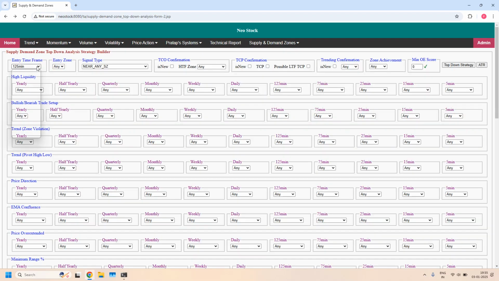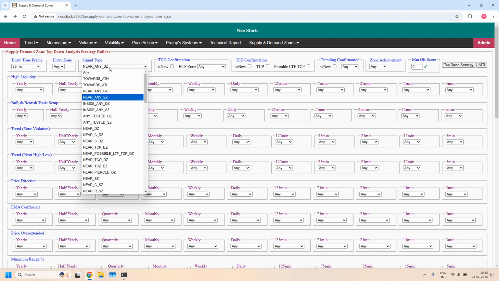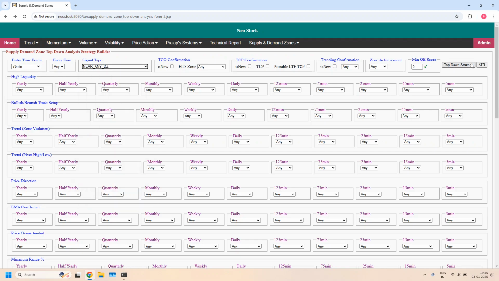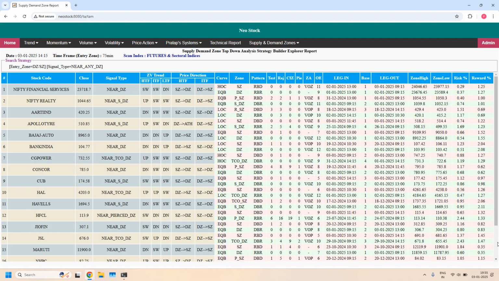Okay, next time frame is 75 minutes. Entry time frame 75 minutes. Let us find the stocks near 75 minutes demand zone. We got a big list. 19 stocks are filtered. I am scrolling the list down.